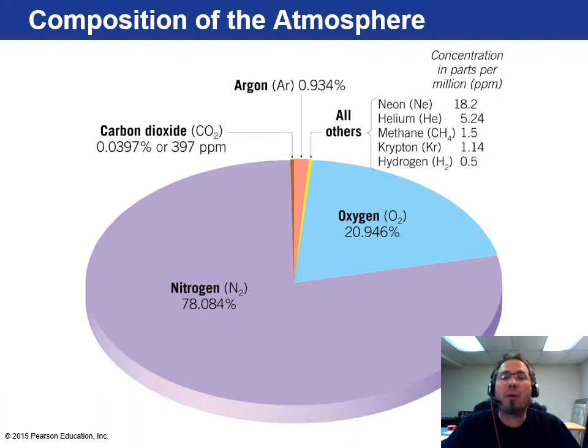But you can see there's some other things. Argon is by far the most of the lesser known quantities. It's what we call a noble gas. It doesn't react with anything. Same thing with neon and helium and krypton. There's very small amounts of those in there as well.